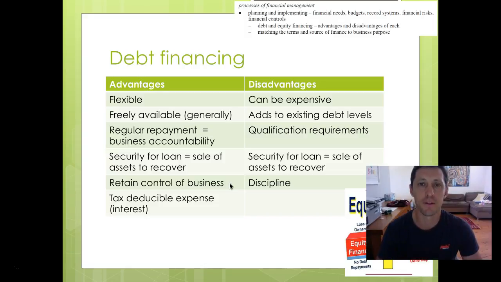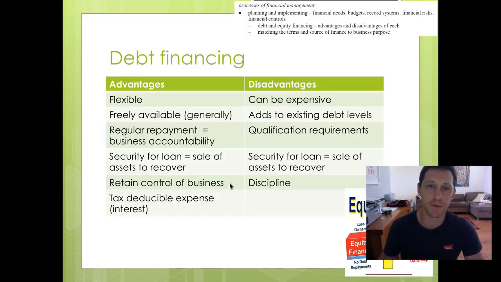A further disadvantage is it will add to existing debt levels. So if an organisation already has taken out some debt, that's just piling more debt on top of debt. So taking out further debt financing when debt financing already has been taken out is clearly an additional disadvantage.